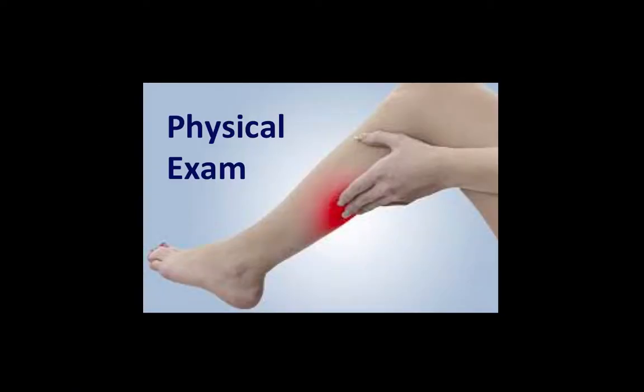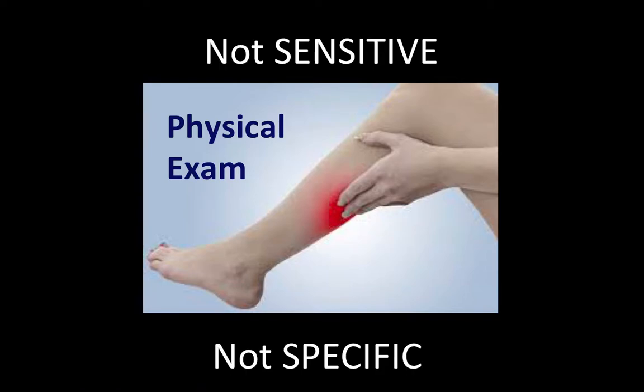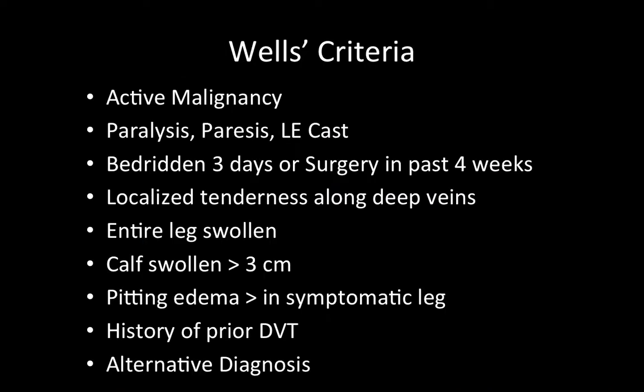We would then go to the physical exam, but really, physical exam is not sensitive nor specific. We have some clinical decision tools like the Wells criteria, and in this case, you add a point to the patient for each positive finding on history, increasing or decreasing their pretest probability. So active malignancy, this is usually cancer treatment within the last 6 months. Paralysis, paresis, lower extremity cast, bedridden for 3 days or surgery in the past 4 weeks.